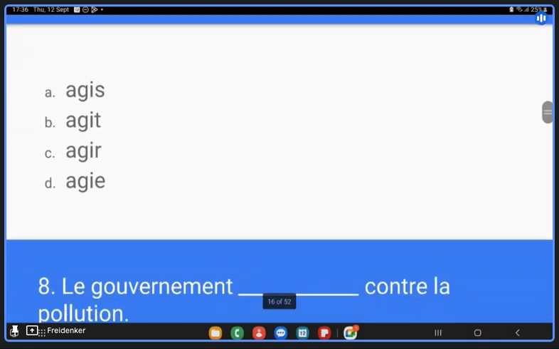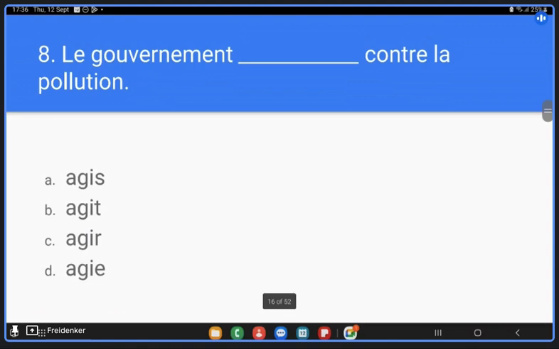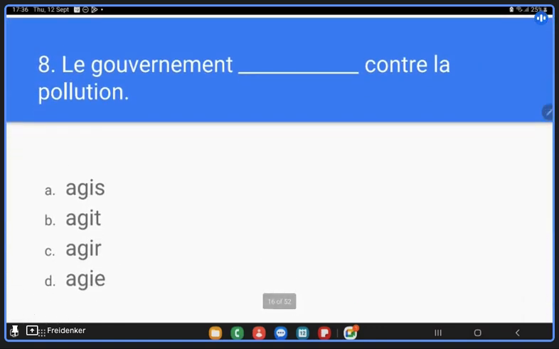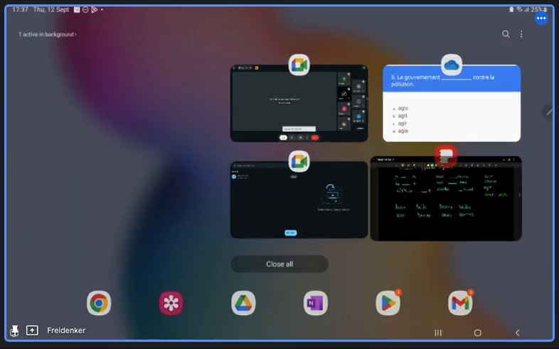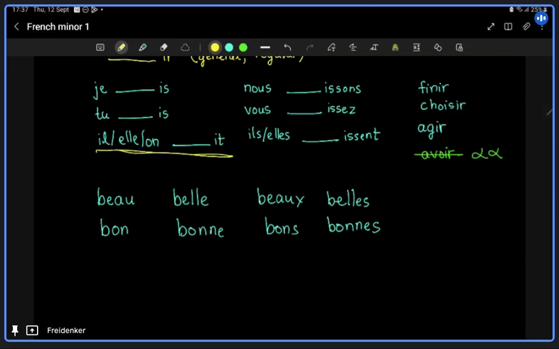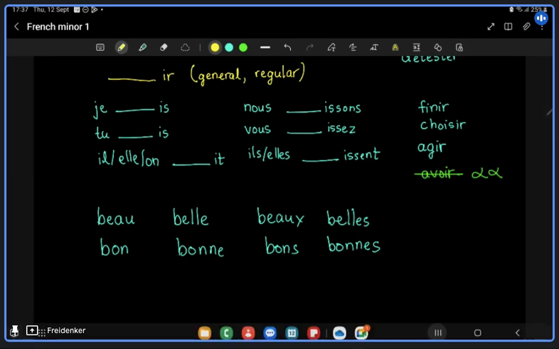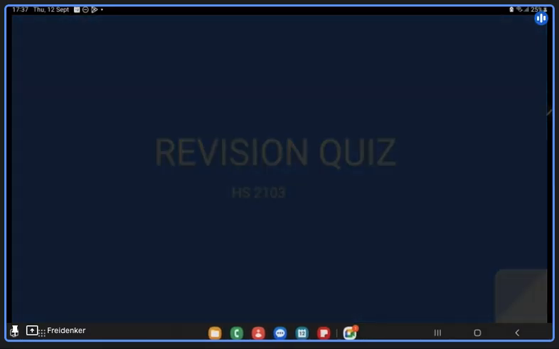Eighth question, le gouvernement. Oh, we have many questions. I'll be a bit fast. The government dash against pollution. Contre is a preposition, against. I gave you this verb. It is an IR verb. Agir means to act. Here the government is masculine because LE is masculine. So the correct option will be option B, because for IL you will get IT. So AGIT. That will be the answer. If you know your conjugations, you'll be able to answer this question. The correct answer is option B.